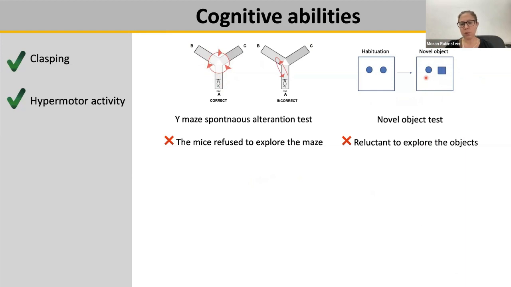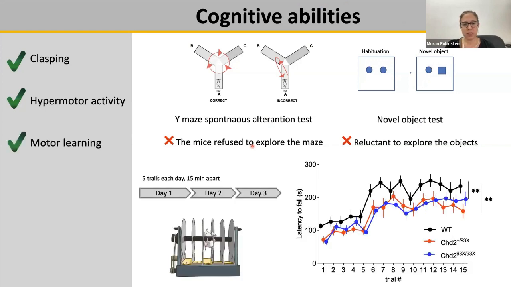However, one of the problems with working with 129 mice is that they are notorious for being relaxed and lazy. And when we place them in these tests, they simply refuse to perform the test. So if the wild-type mice are not performing the test, there is nothing to compare to. So we realized that we had to do something else. And what we opted for was to test their ability to learn a motor task.